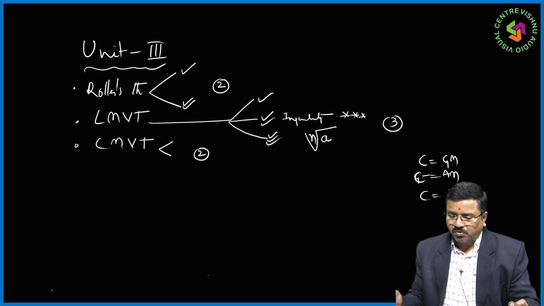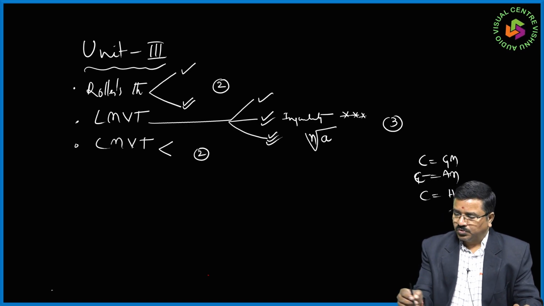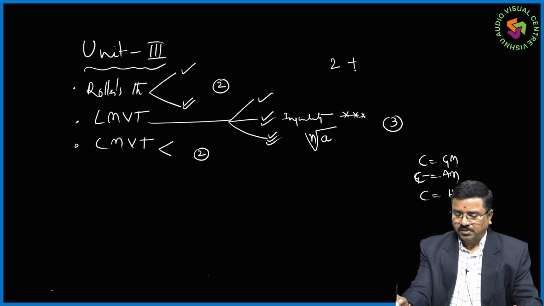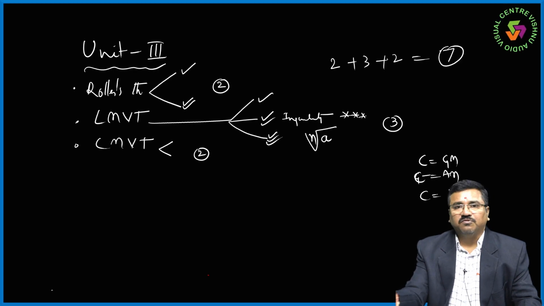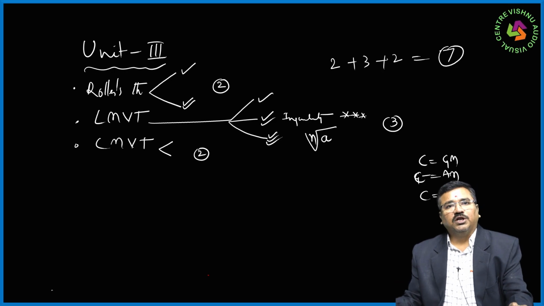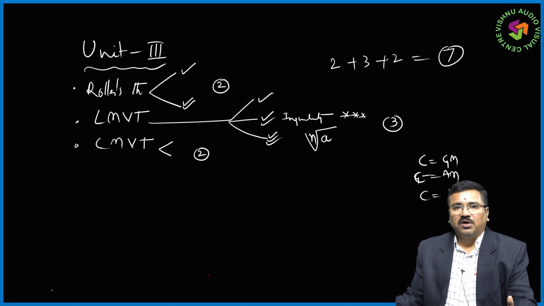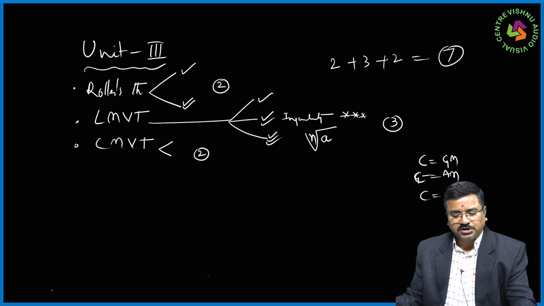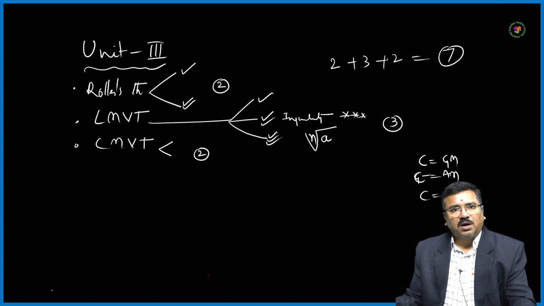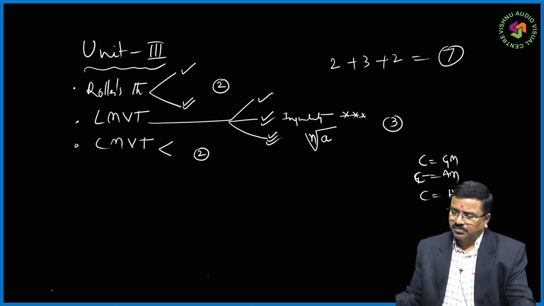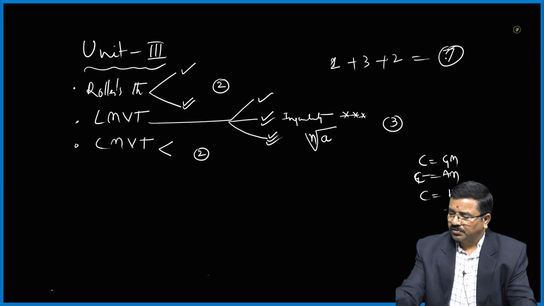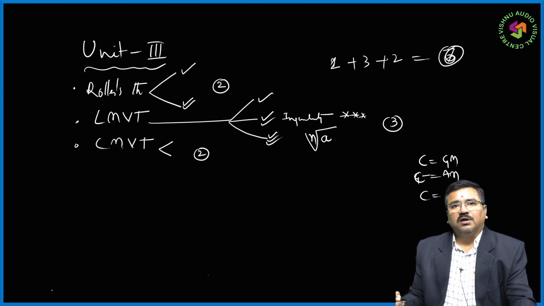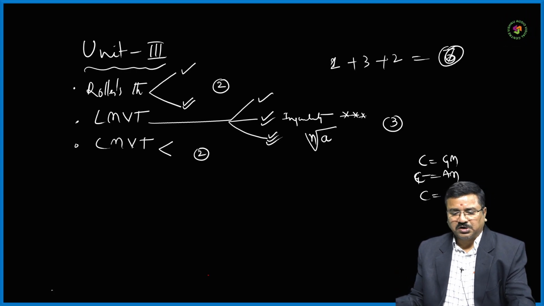If you look into this, how many problems do we have? 2 plus 3 plus 3 plus 2, so a total of 7 problems for the first part of unit 3, that is, the mean value theorem: Rolle's theorem, Lagrange's mean value theorem, and Cauchy's mean value theorem. For Rolle's theorem, we have the applicable problem and the verification of Rolle's theorem, and we can consider them as one type only. So in total, 6 types of problems come for the first part of the unit.